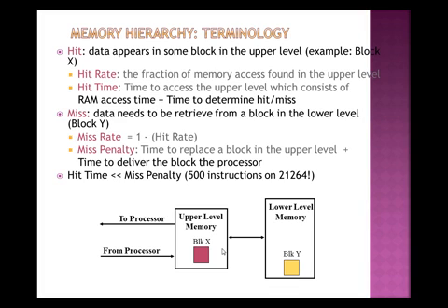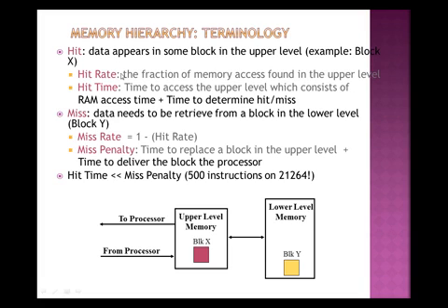Next, what is the terminology that is used in the memory hierarchy? One is your hit, as I told you, when the data is available or when the data is fetched by the processor from the cache memory, or if data is available in the cache memory, then it is known as the hit. That is, data appears in some block in the upper level. Upper level means the cache memory itself, example block X.